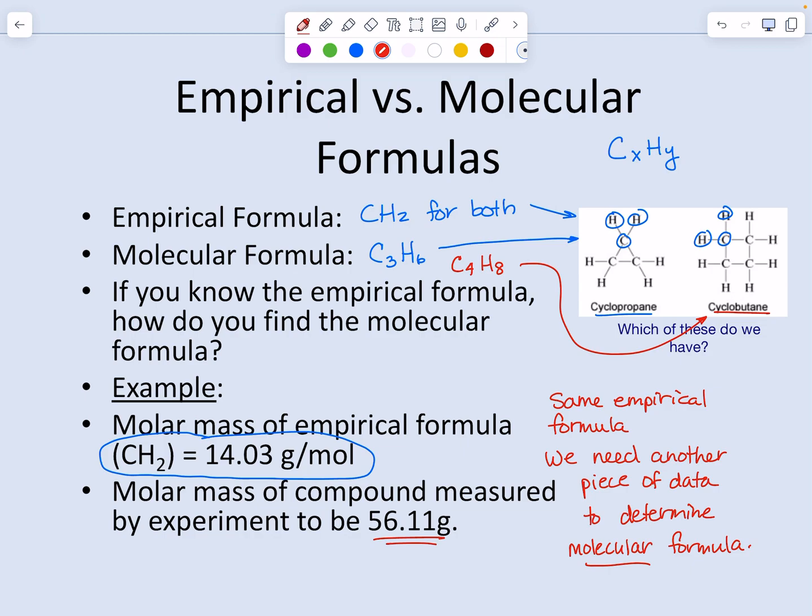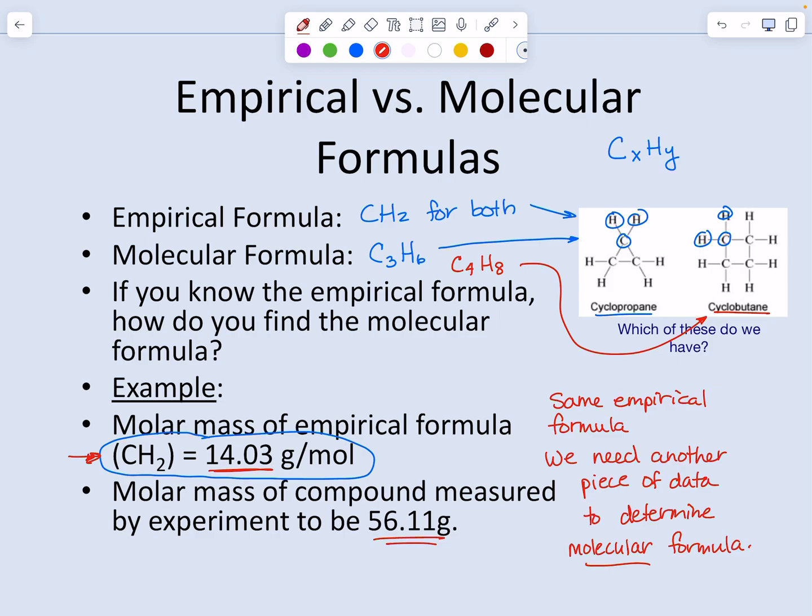In this case, if we take the empirical formula, we can figure out its molar mass. We've got 1 carbon and 2 hydrogens. Carbon's molar mass is 12, hydrogen's is 1. So with 2 hydrogen atoms and 1 carbon, we get a molar mass of 14.03. And when we determine the molar mass of the compound in question, we find that its molar mass is 56.11 grams.